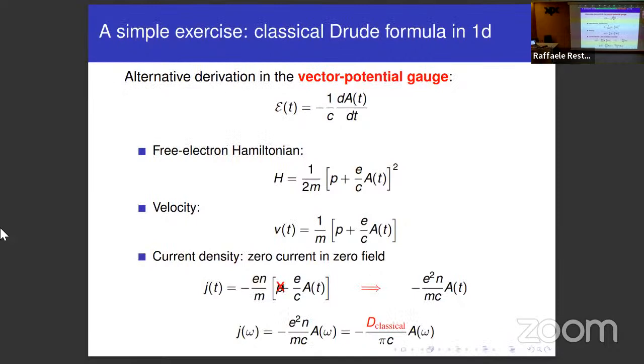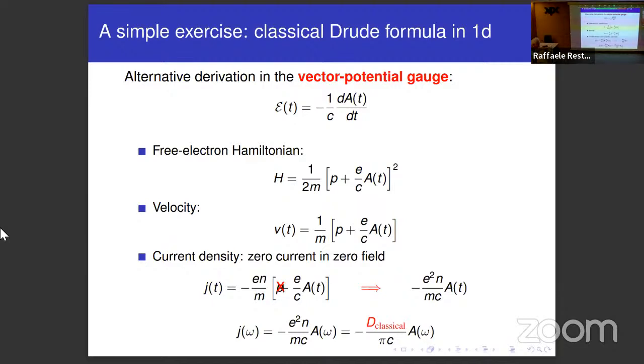And you can also see that if I have a constant field, the vector potential is linear in time. That means the current increases linearly in time, as you would expect. You have free acceleration. We want to go to the omega domain. The Fourier transform is that J of omega is equal to a coefficient times A of omega, and not surprisingly, the coefficient is, apart from a trivial factor, essentially the classical Drude weight.